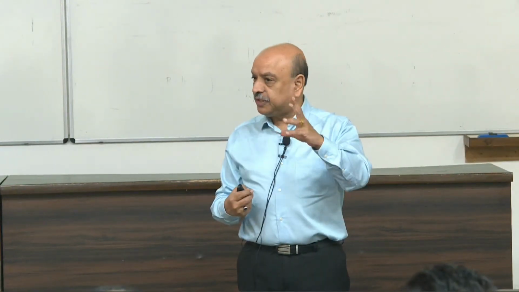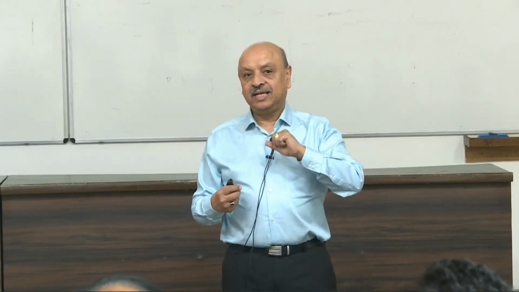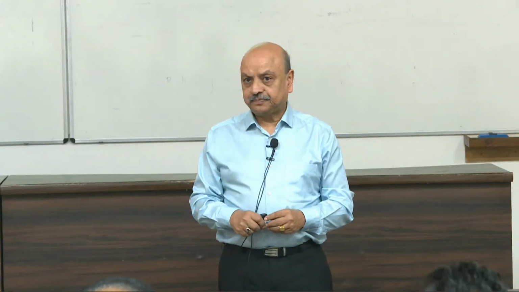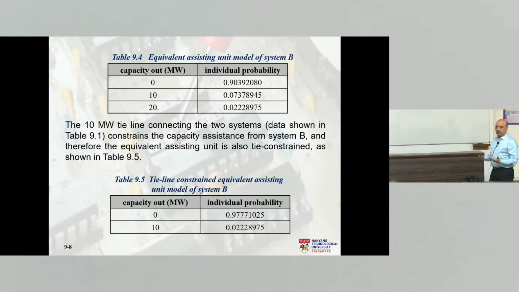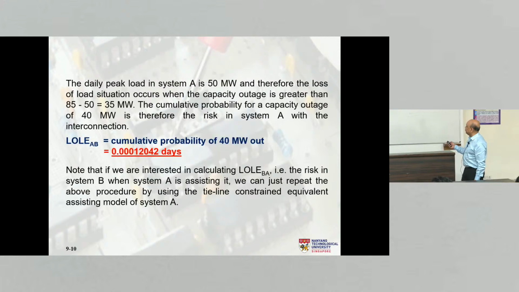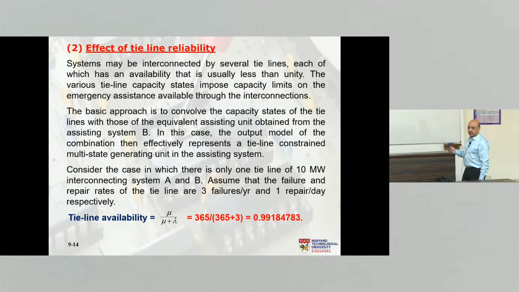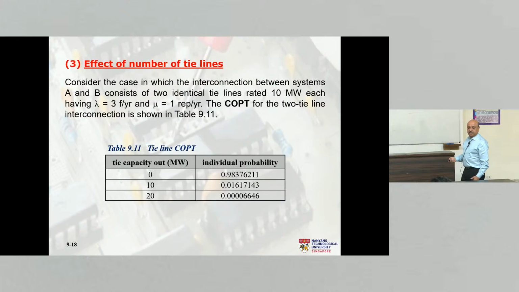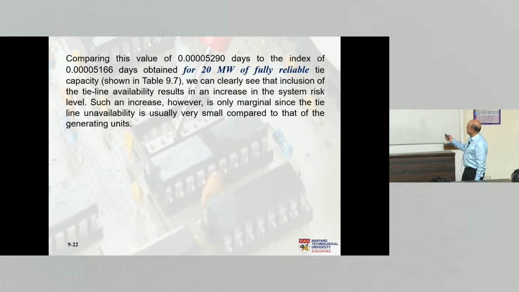Then we changed the number of tie lines from 1 to 2. And we said now we've got 20 megawatt capacity in the tie lines, and we also have the lambda and the mu of the tie lines. So we also tried to do that. So we looked at the effect of tie capacity, the effect of tie reliability, and the number of tie lines changing. That's what I have been trying to summarize in the last 5 minutes.